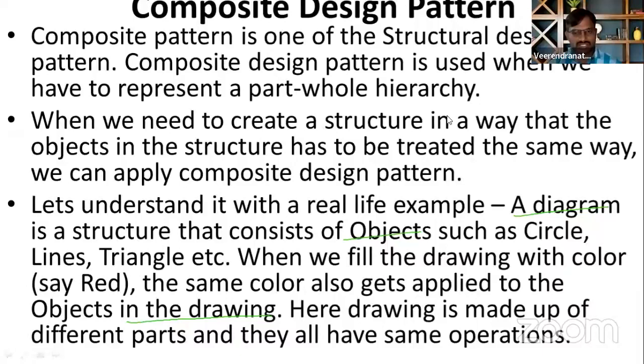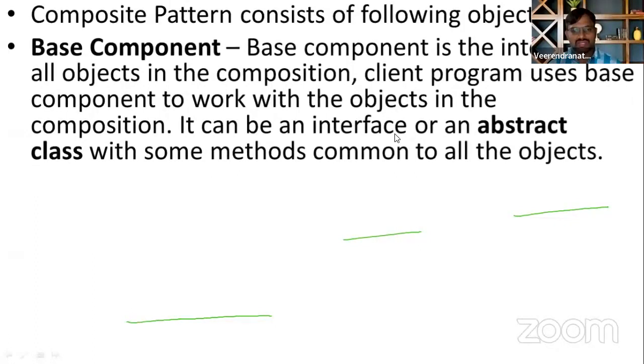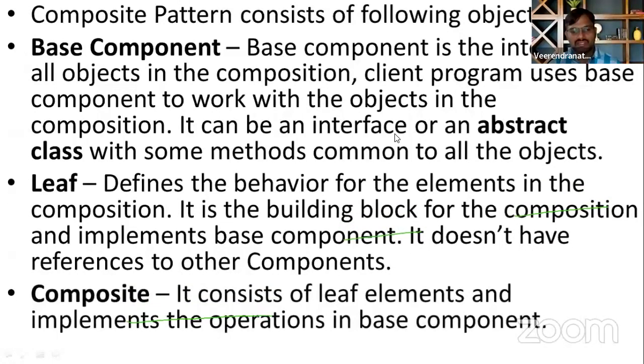So create a structure in a way that objects are treated in the same way. So what exactly are we going to do? We are going to apply things on the whole, basically. We have three important components under the composite pattern: one is the base component, one is the leaf, and the other is the composite.